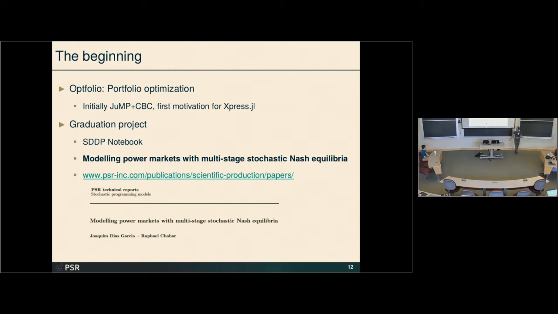After that, my graduation project had a lot to do with SDDP, and I wrote a notebook for that. It was a simple example, and it turned out to be this technical report, modeling power markets with multi-stage stochastic Nash equilibria, that I presented at ICSP, the International Conference on Stochastic Programming, where I met Miles in real life for the first time.